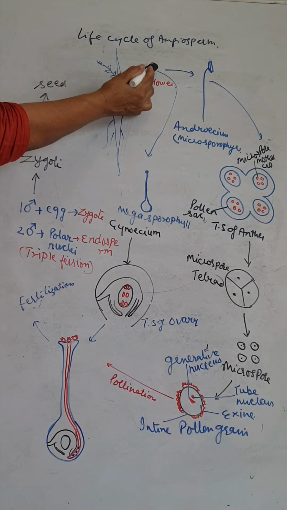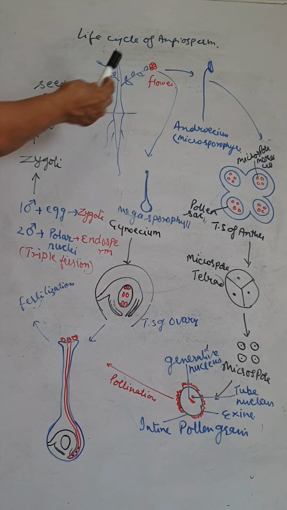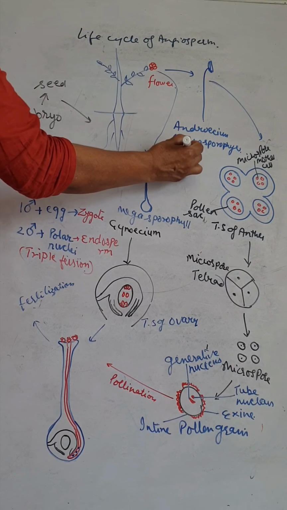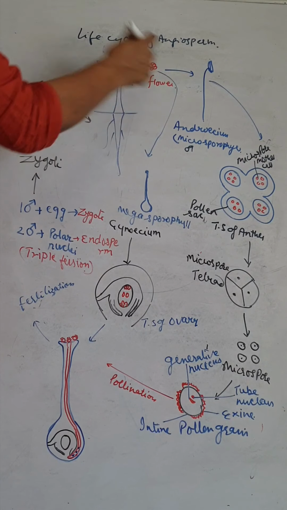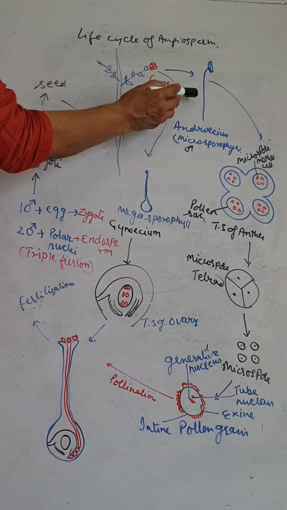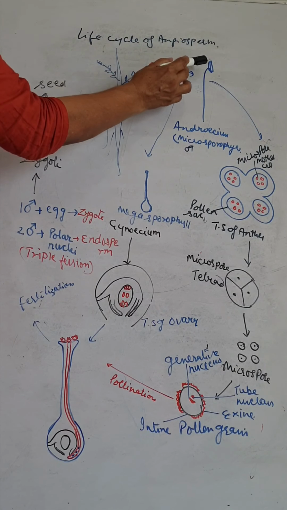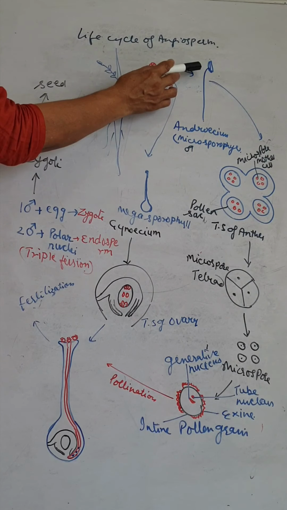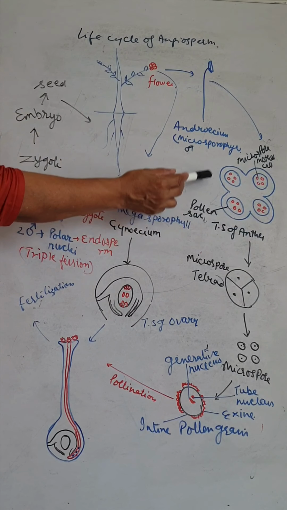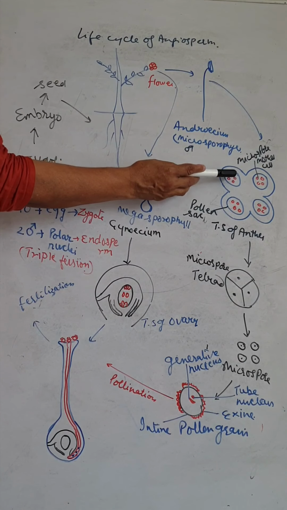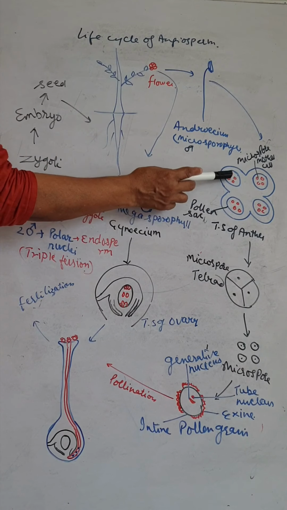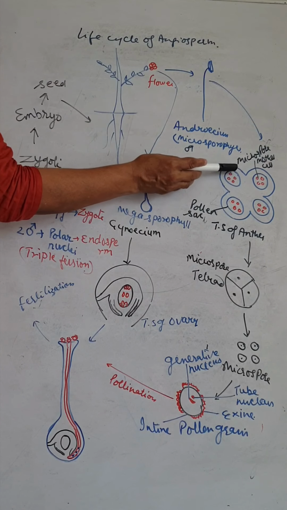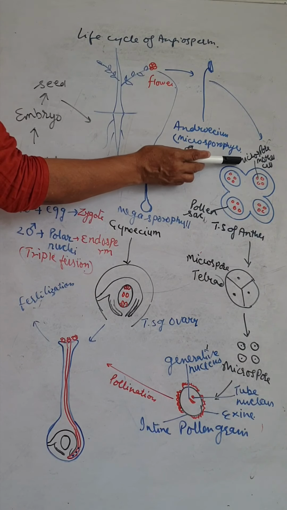The flower is the reproductive part of the plant. It consists of the male reproductive organ, the androecium: the anther and filament. If we cut the anther, the TS of anther, the transverse section, it looks like this structure. These are the pollen sacs, four pollen sacs in one anther. And inside the pollen sac, the microspore mother cell is there.